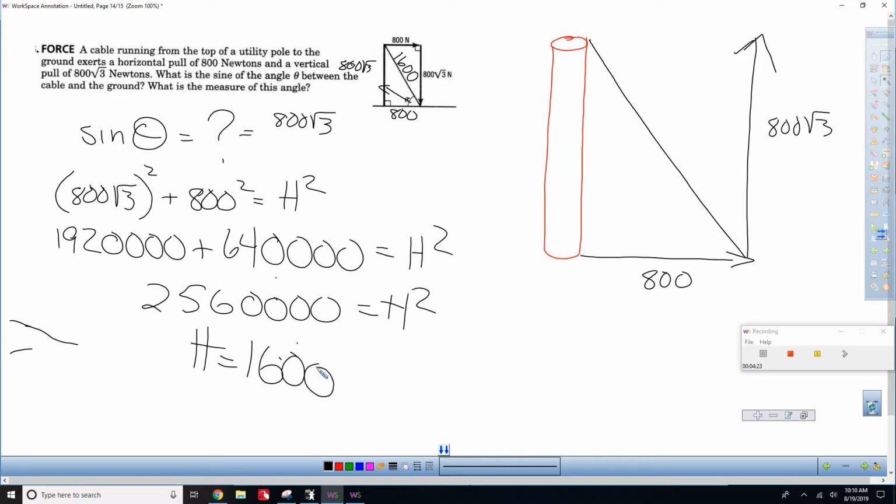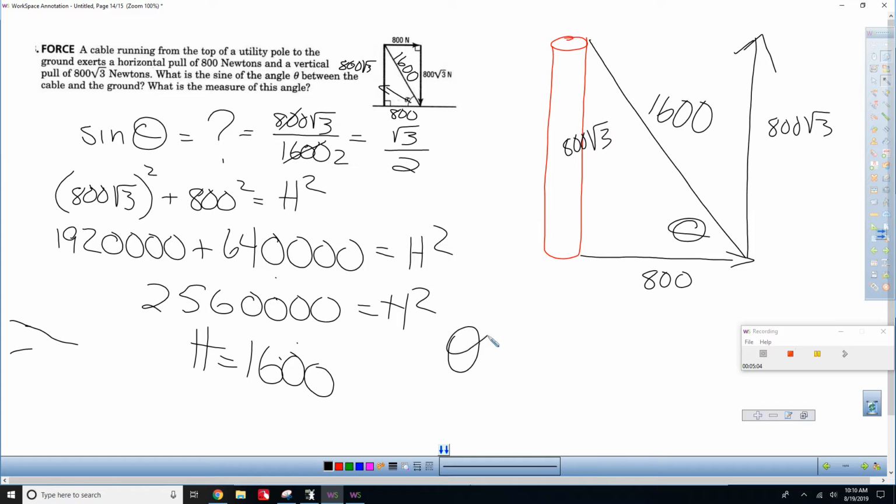So now we do know that the sine of theta is 800 radical 3 opposite divided by 1600. But that's just radical 3 over 2. Which is a very popular answer from special right triangles. Okay, so now maybe we remember this. What is the measure of this angle? If this is 1600 and this is 800 radical 3, that's going to be a 60-degree angle.